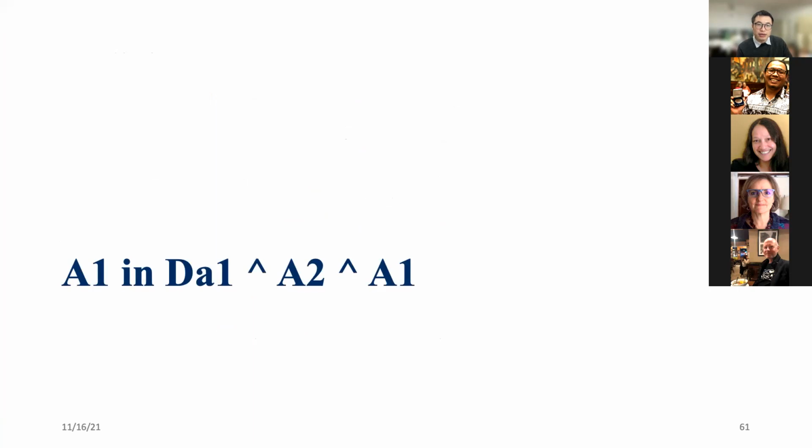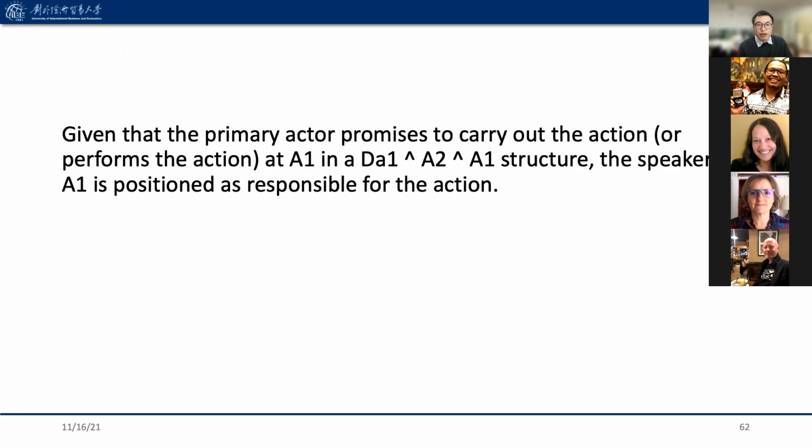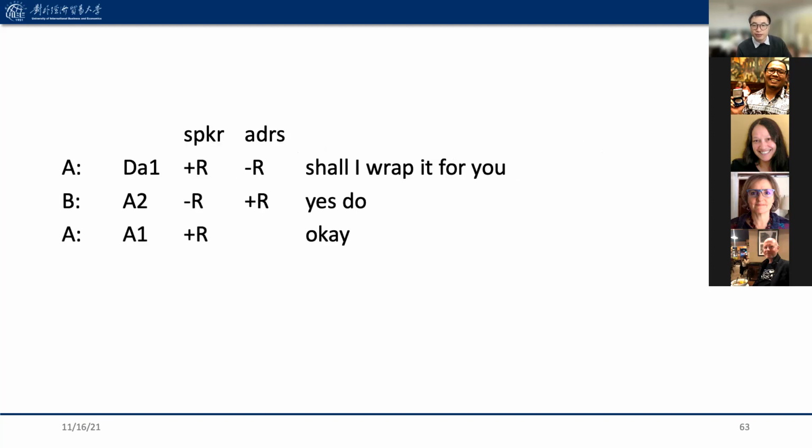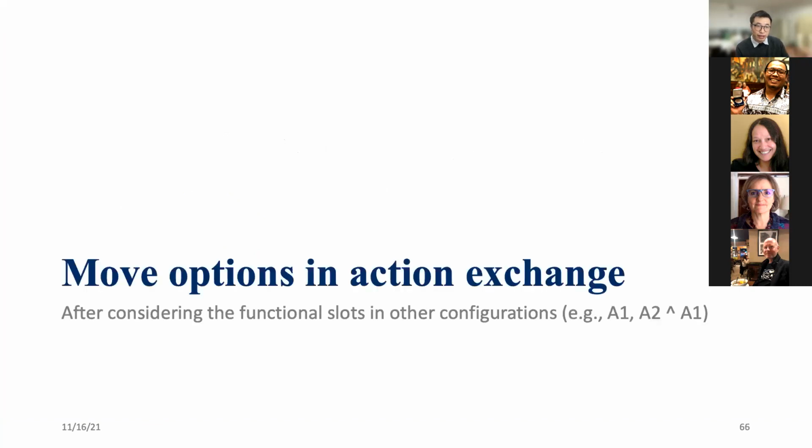Let's take a look at the last slot, A1. Now we know that A1 is the primary actor slot. So in this slot, the speaker is going to carry out the action. So at A1, the speaker would be positioned as responsible. Okay. What about the addressee? The addressee role would need to consider the way the speaker is positioned in the previous move. So here we would say that the not responsible positioning in the previous move is carried out at the A1 slot. Okay. Now this is just one type of exchange I looked at.